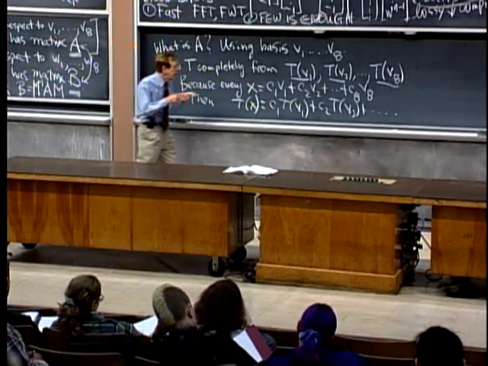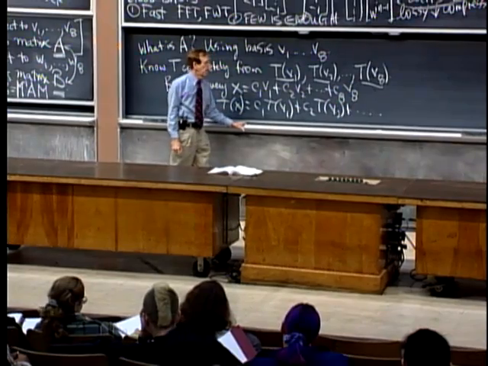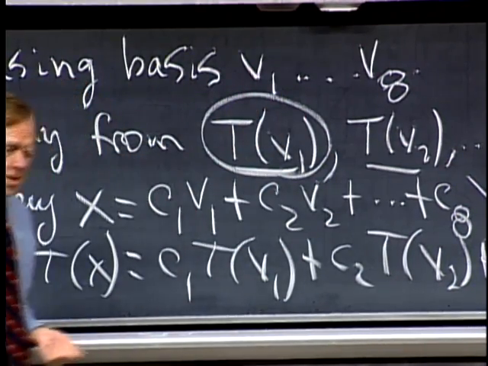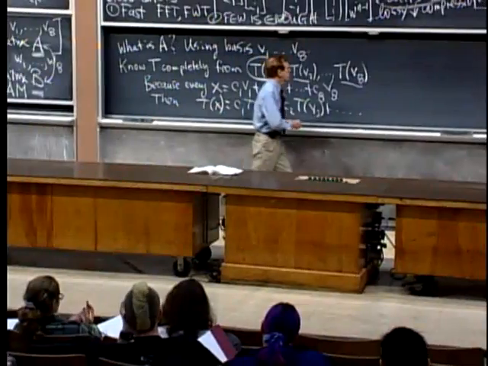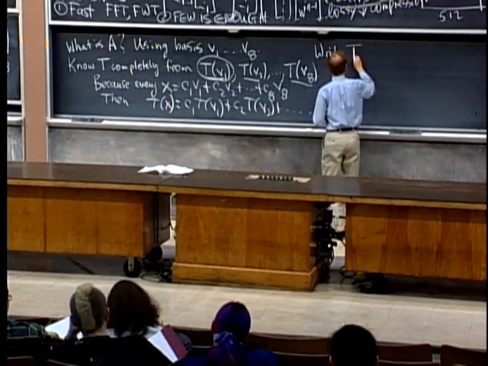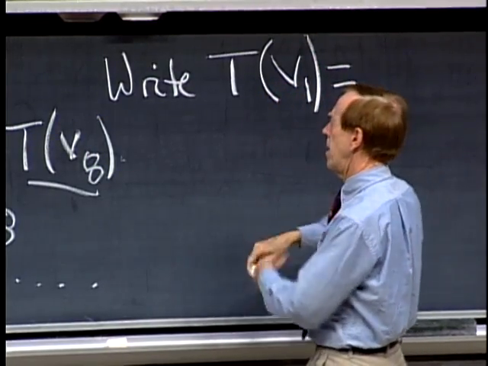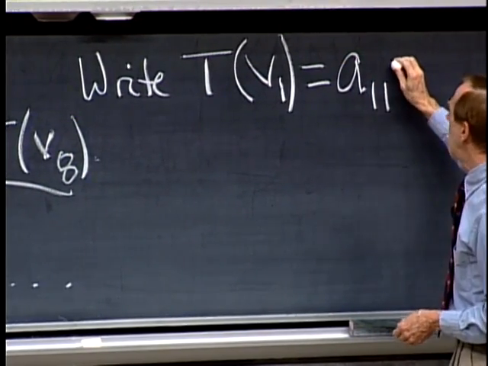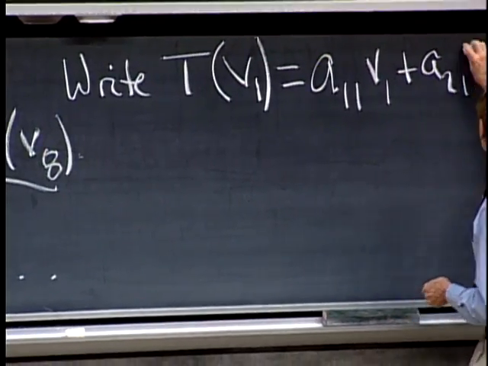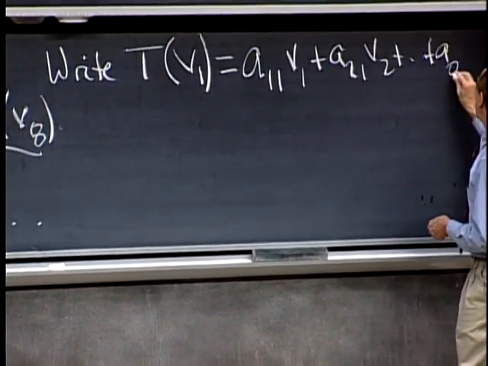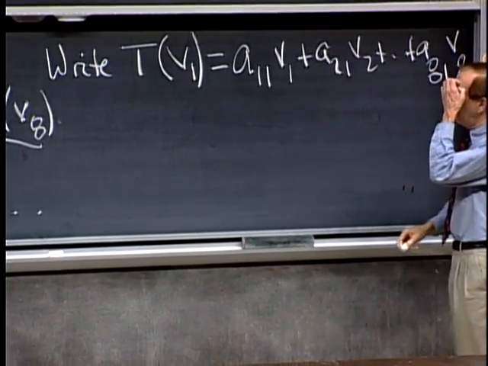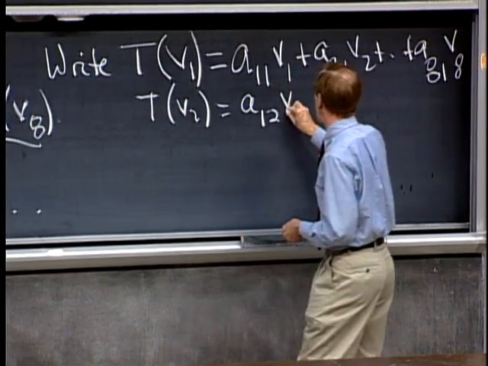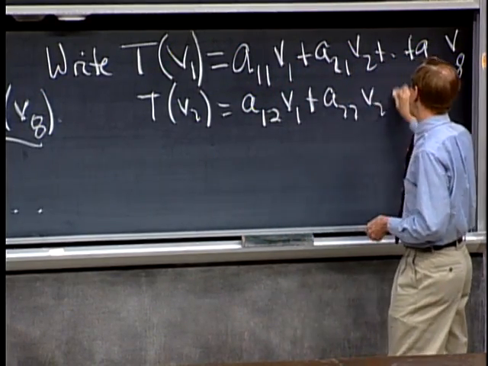Now, but we need these answers in this basis. So this first output is some combination of the 8 basis vectors. So write T acting on the first input. In other words, write the first output as a combination of the basis vectors. Say A11 V1 plus A21 V2 and so on, A81 V8. Write T of V2 as some combination A12 of V1, A22 of V2, and so on.